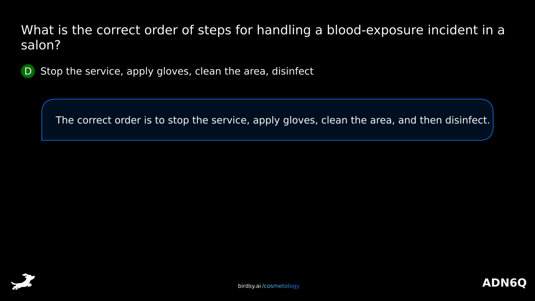What is the primary purpose of using disinfectants in a salon setting? Is it A, to clean visible dirt and debris, B, to kill bacteria and viruses on surfaces, C, to moisturize and protect skin, or D, to enhance the smell of the salon? The answer is B, to kill bacteria and viruses on surfaces. Disinfectants are used to kill bacteria and viruses on surfaces, reducing the risk of infection transmission in a salon environment.